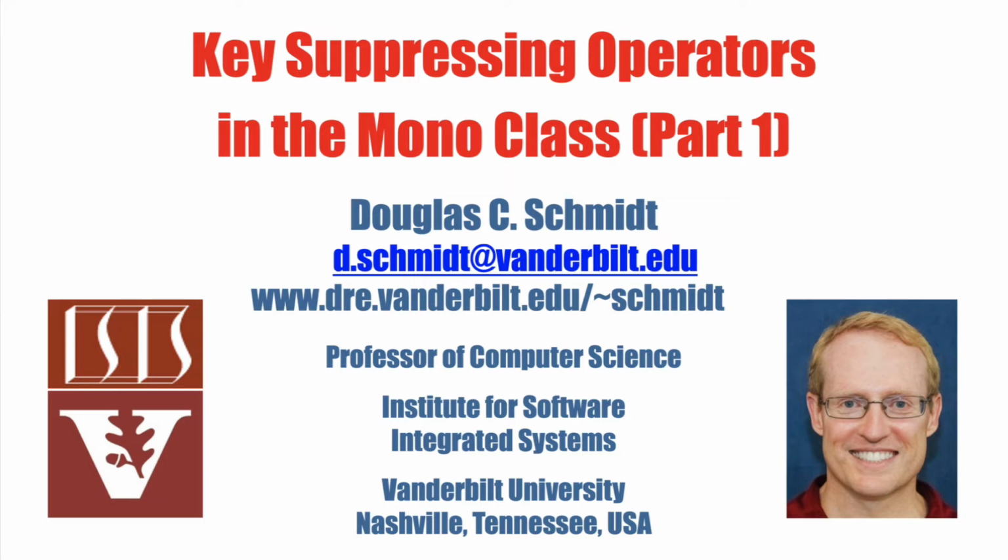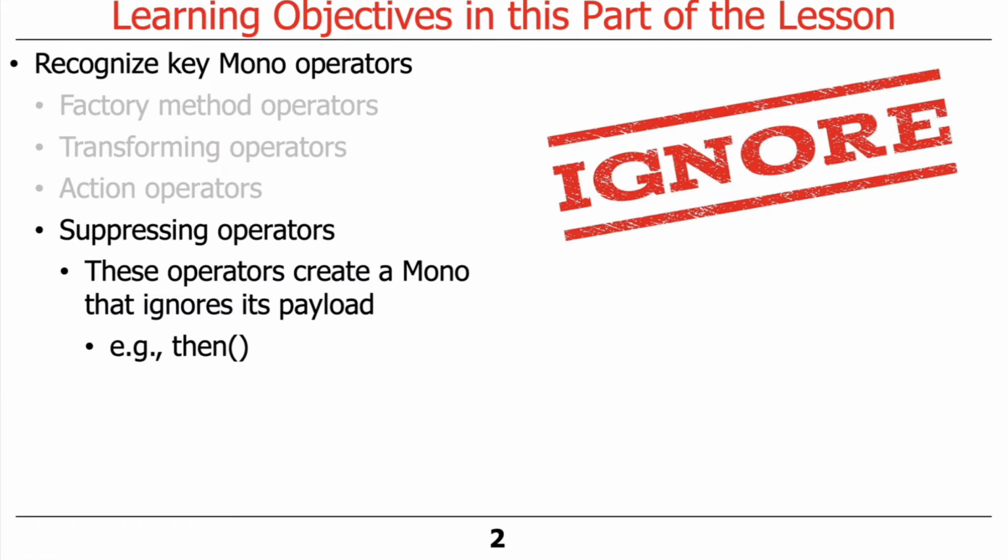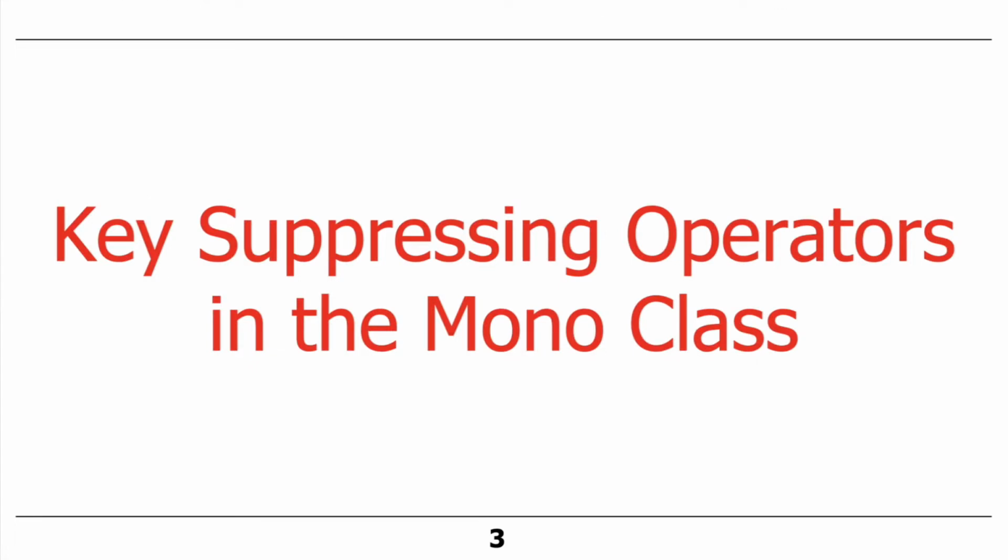The next type of operator we're going to look at for the Mono class are the suppressing operators. These are operators that create a Mono that ignores its payload. What the heck is that about? It's a really curious semantic.